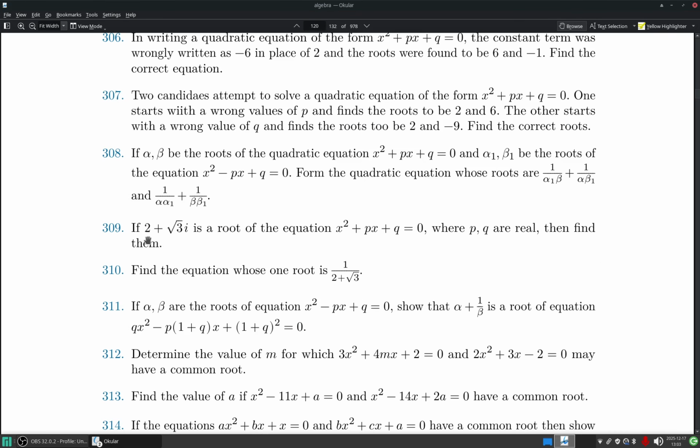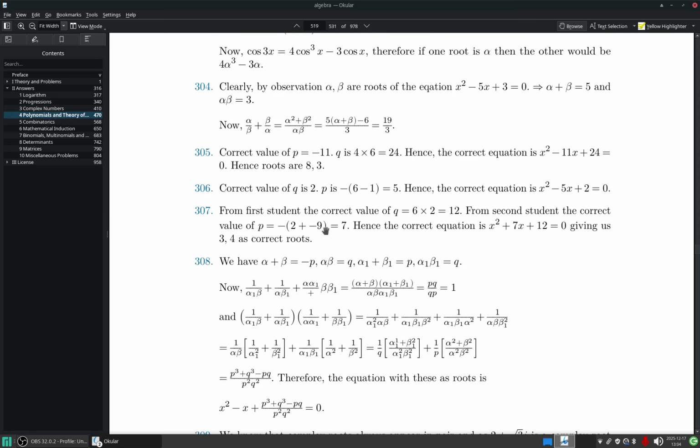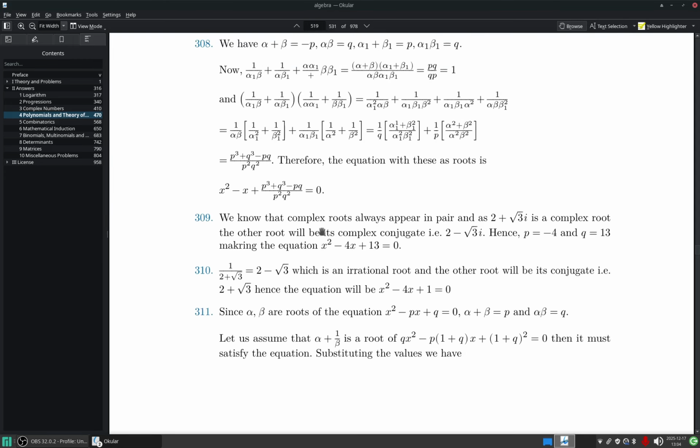Question 309 says that if 2 plus root 3i is the root of the equation x square plus px plus q is equal to 0, where p and q are real, then find them. So complex roots appear in conjugate pairs. So 2 plus root 3i is one root, then the other would be 2 minus square root of 3i. So the sum of roots would be 4 and the product of roots would be 13. While putting the sign, it changes. So x square minus 4x plus 13 is equal to 0. Similarly over here also, while putting the p, the sign changes.